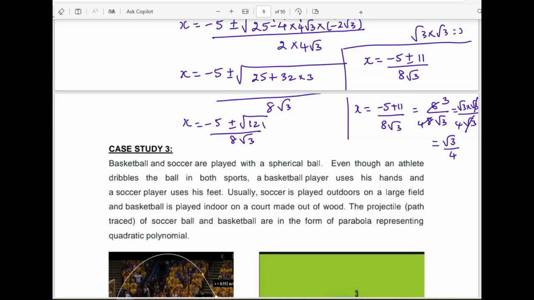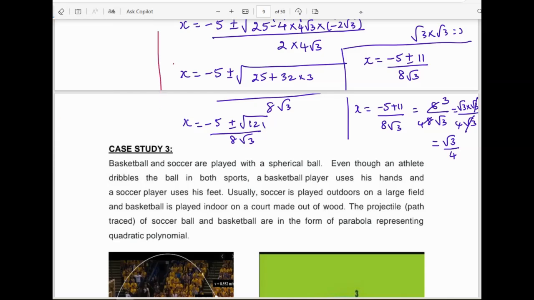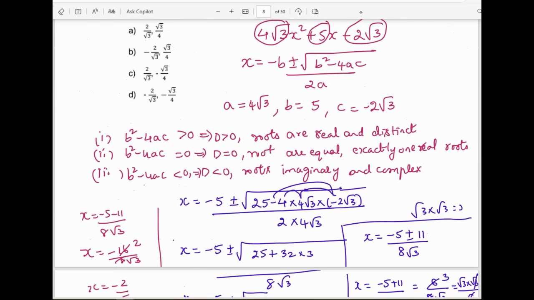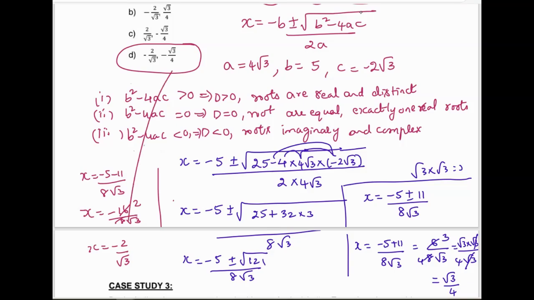First one is for positive value. If you do it for negative, we get x equals minus 5 minus 11 divided by 8 root 3. So x will be minus 16 divided by 8 root 3. 8 one time, 8 two times. So x is equals to minus 2 by root 3. So this will be the second answer. So your answer will be root 3 by 4 and minus 2 by root 3, that is D, and option D will be the answer. Moving on with the next question, D3.